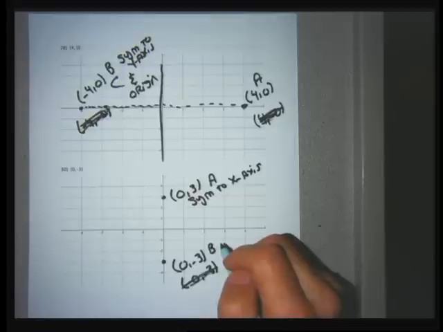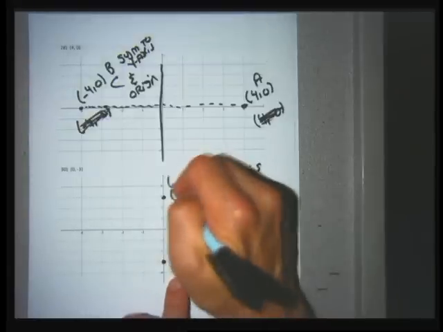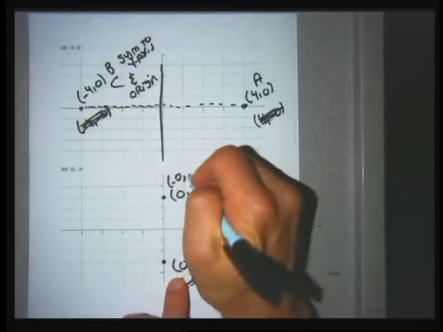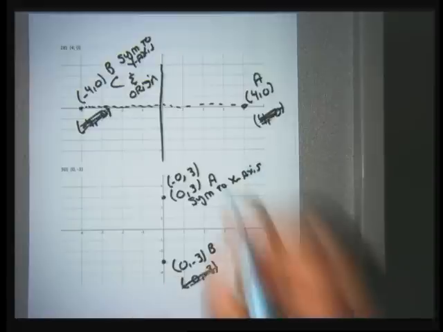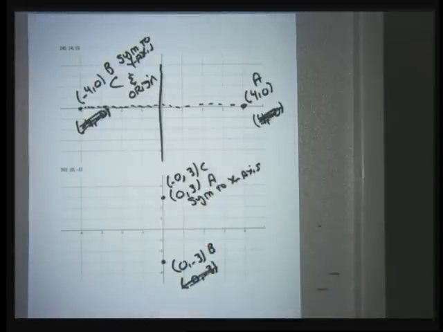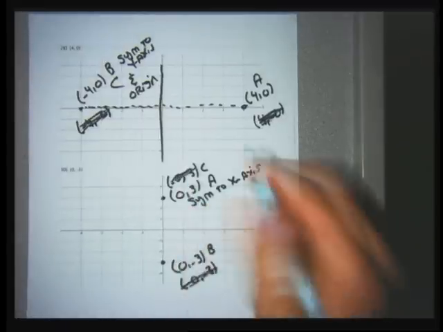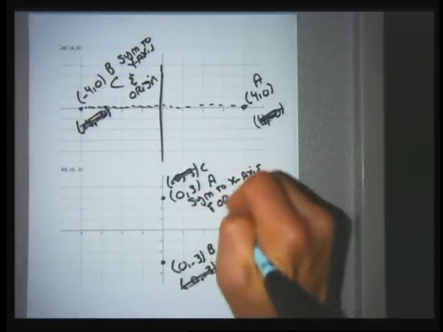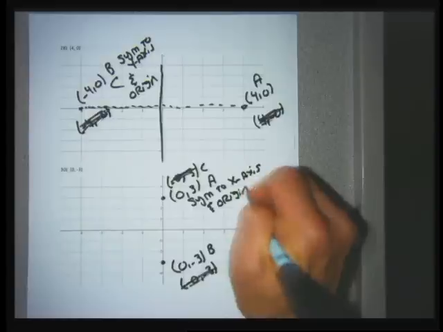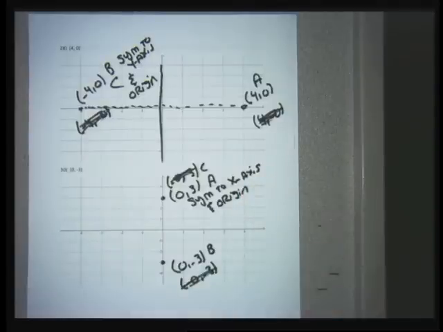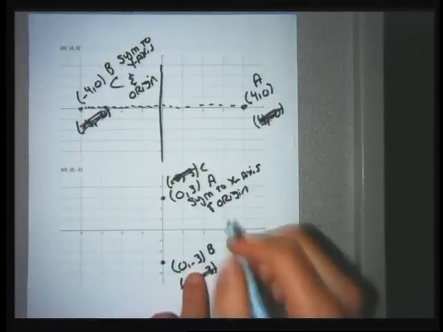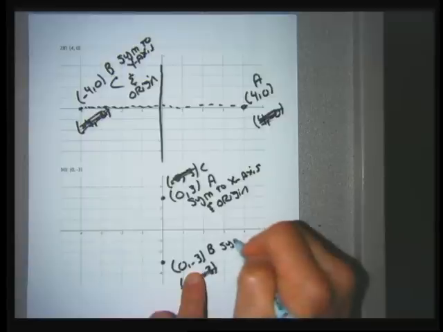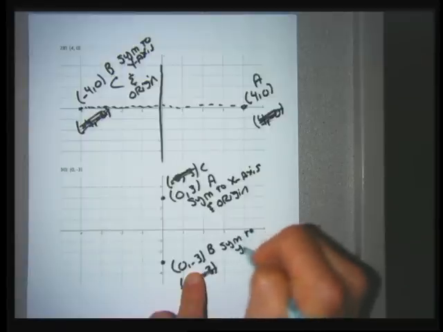And the last one, I'm going to take 0, -3, change the sign of the x, and change the sign of the y to get the point -0, 3. -0 is the same as 0, so that's really the point 0, 3. So that point 0, 3 is the point of symmetry to both the x-axis and the origin, and the point itself is the point of symmetry with respect to the y-axis.